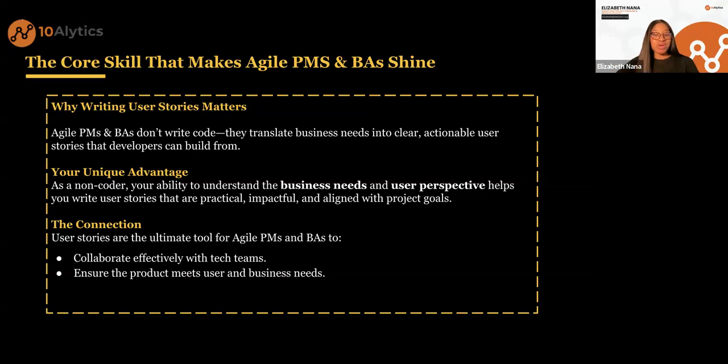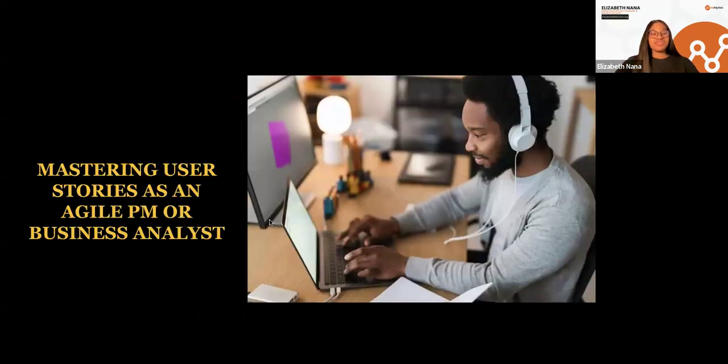That is your superpower. And this is what's going to help you to write user stories that are aligned with the project goals. So what is the connection? User stories are the ultimate tool. Like I said, really just think of it as your superpower. For agile project managers and business analysts, if you don't know how to write user stories, that's like foundation level. If you don't know how to write user stories as an agile project manager or as a business analyst, whatever project it is that you work on will suffer. All right. User stories help us to collaborate effectively with the tech team and also ensure that the product meets user and business needs.